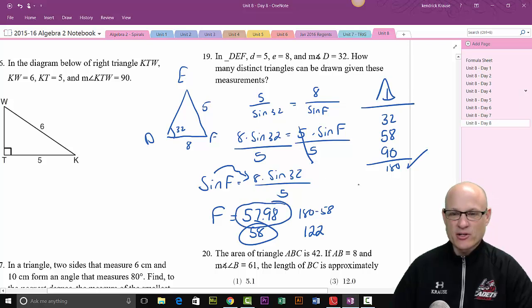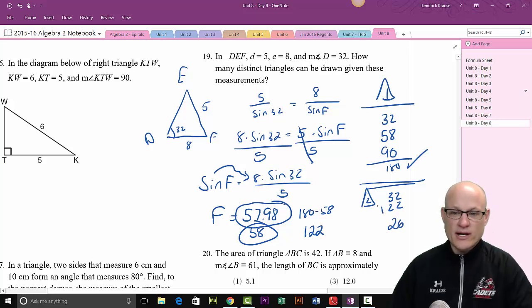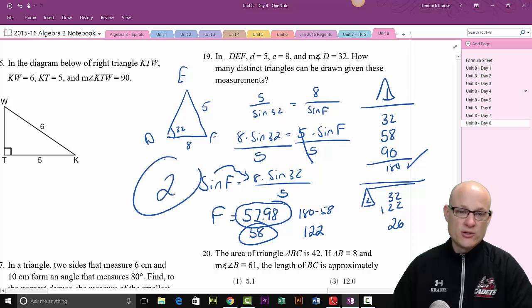Triangle 2. Let's see if I can make 2 triangles. So we start with 32 and 122. That's 154. 154 would leave plenty over. That would give me 26. So I can make 2 triangles. The answer is 2 triangles can be made.